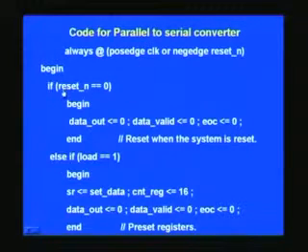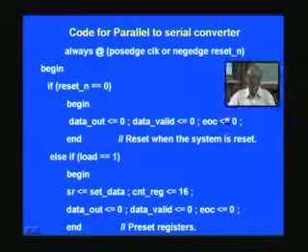So once again, if a reset is asserted, we initialize all the outputs as such. We have a data out and data valid signal and end of conversion. All of them must be deasserted, and that needs no explanation as such.